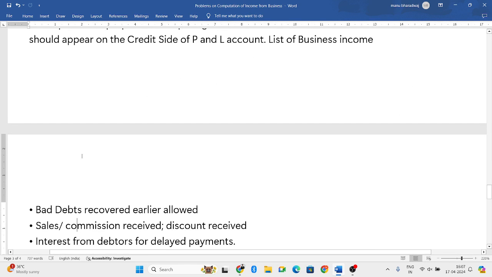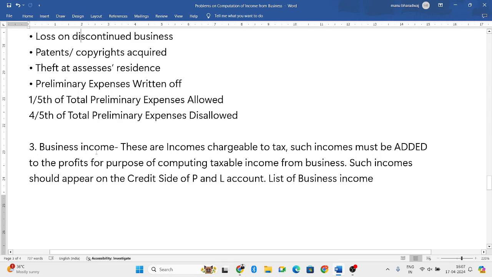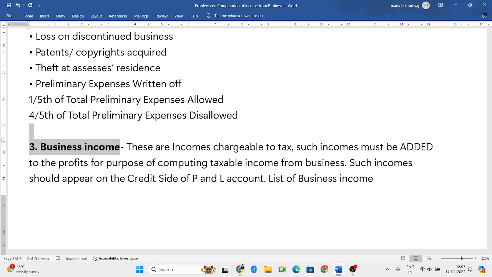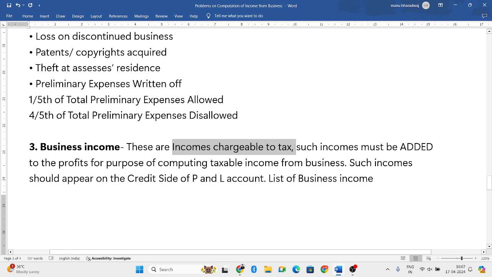Next, let us move on to the third concept, that is business income. What is this business income? These are the incomes which you will consider for the purpose of calculation of tax. This income should be added to the profit.